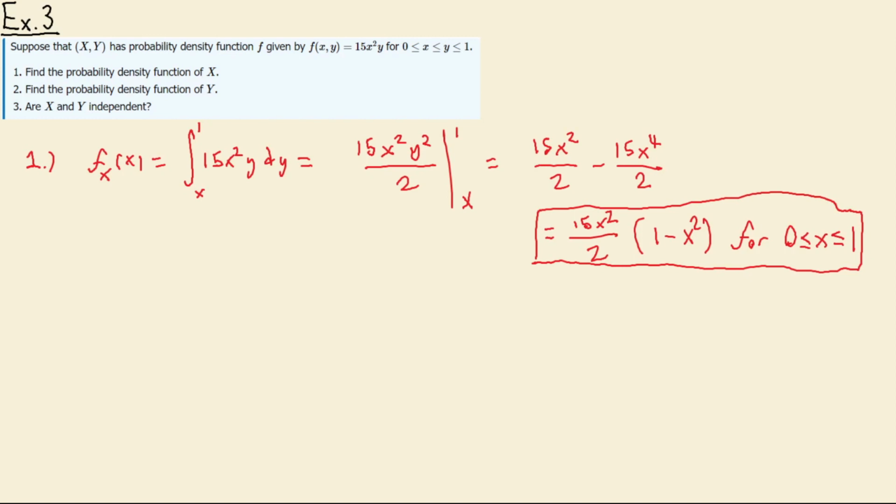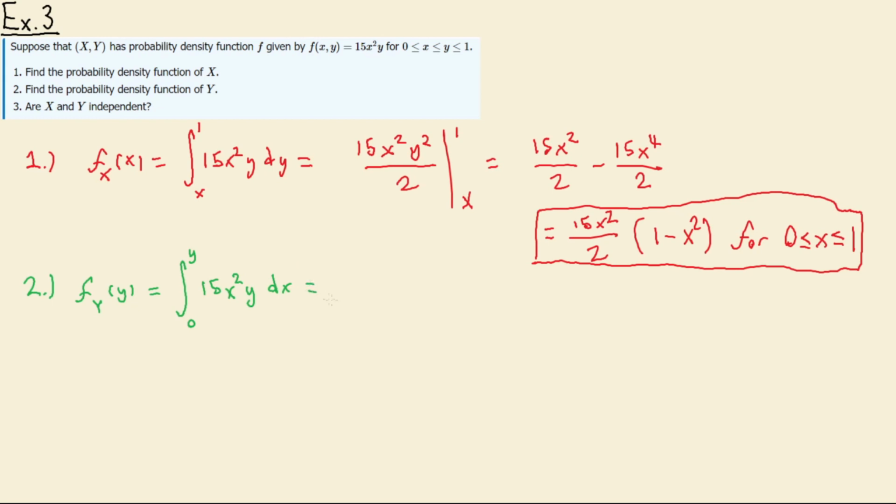So now let's find our marginal probability density function for y. This is going to be given by integrating the joint probability density function over all values of x this time. And so x here ranges from 0 to y, and we're going to integrate the joint probability density function with respect to x.